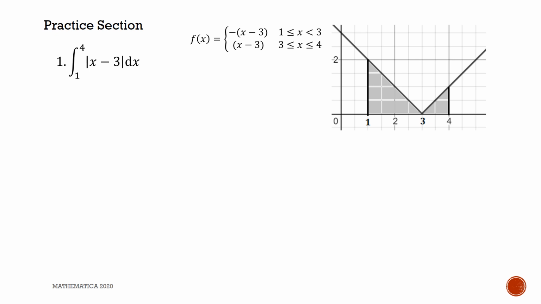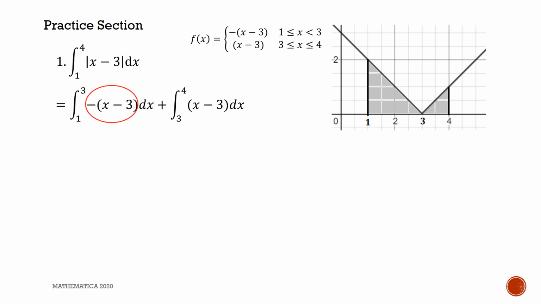Now, you should already know how to do this, and if not, then you should go and review how we evaluate absolute value functions, because this is extremely important. So therefore, I have my first part, which runs from 1 to 3, and my second part that runs from 3 to 4. So I break it up using 2 integrals, the negative from 1 to 3, and the positive from 3 to 4. Now we're going to evaluate these independently.